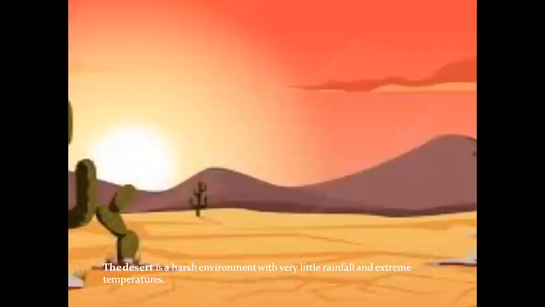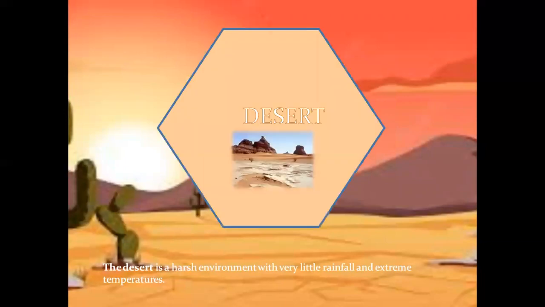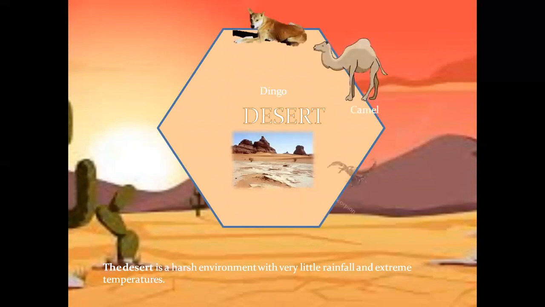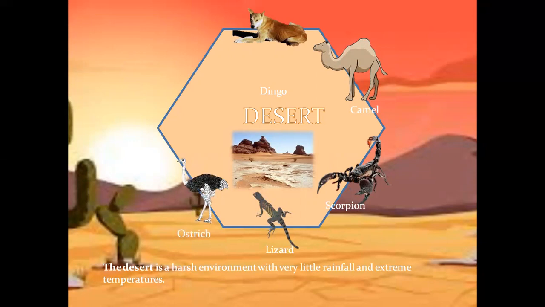The deserts. Desert is a harsh environment with very little rainfall and extreme temperature, means the weather is very high. So in desert we have dingo, we have camel, scorpion, lizard, ostrich, meerkat.